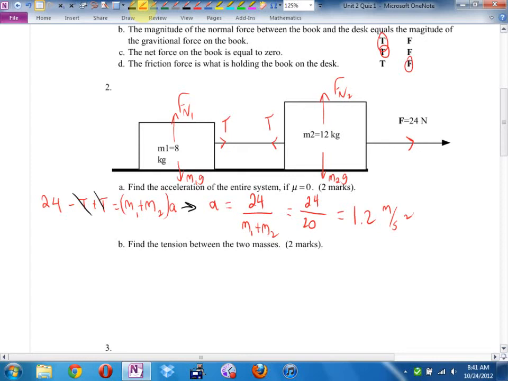Who's winning on the left-hand mass? Only tension. Who's losing? Ain't one. So it's going to be M1A. Hey, cool. I can just crunch the numbers. Tension is going to be 8 times 1.2. 8 times 1 is 8. 8 times 0.2 is 1.6. 9.6 newtons.